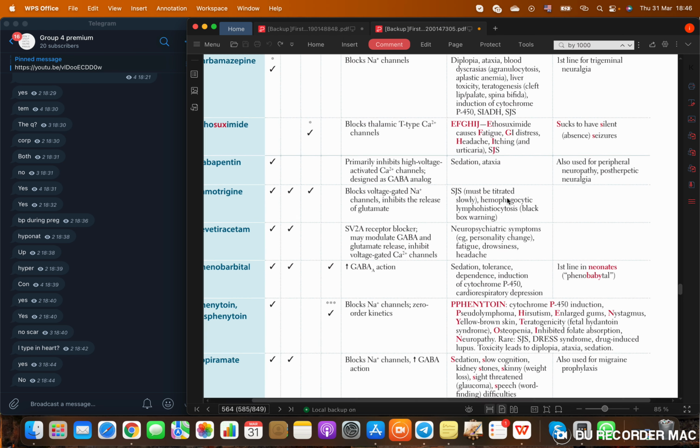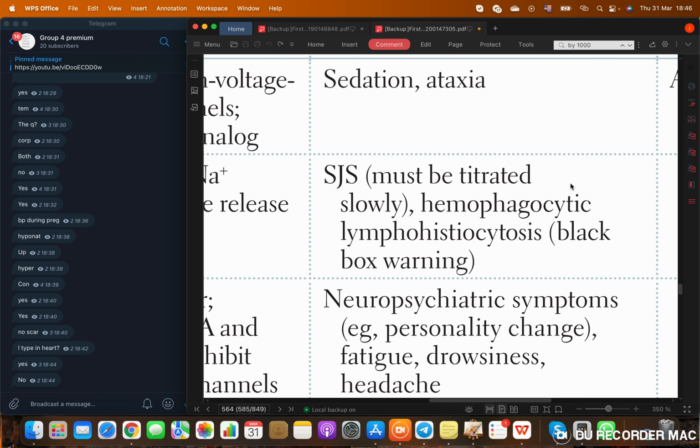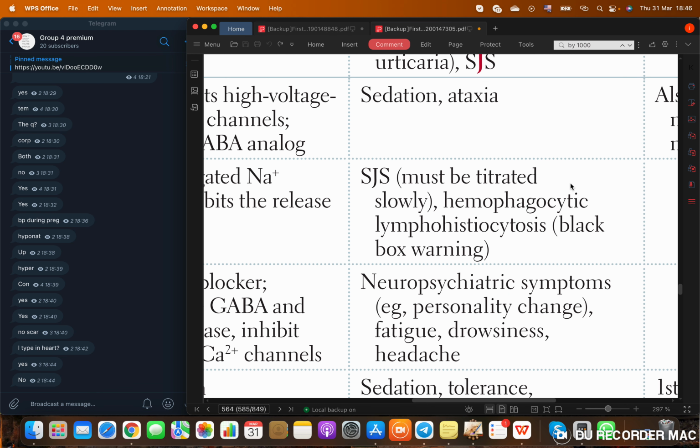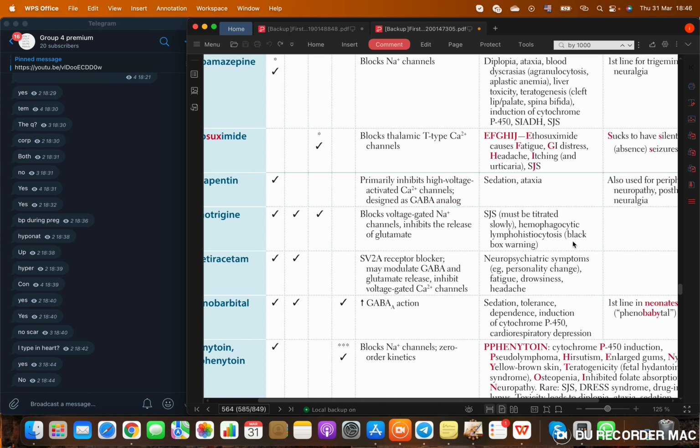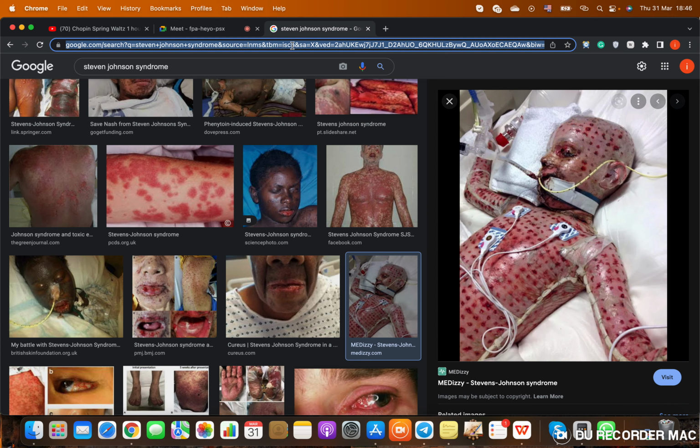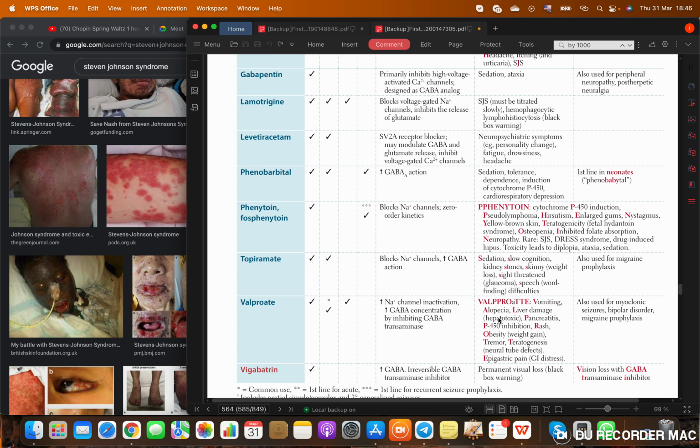Hemophagocytic. Hemo means blood, phago means eating, cytic means cell. So in this disease, the eater cells like neutrophils and macrophages will start to eat other blood cells. Exactly, that's what happens. Basically, your phagocytes, including your neutrophils and macrophages, will start to eat your normal body cells. It's like cannibalism, they start to eat them.